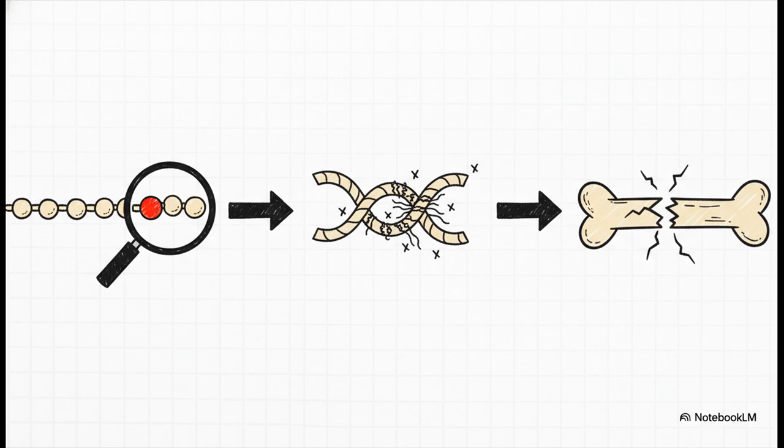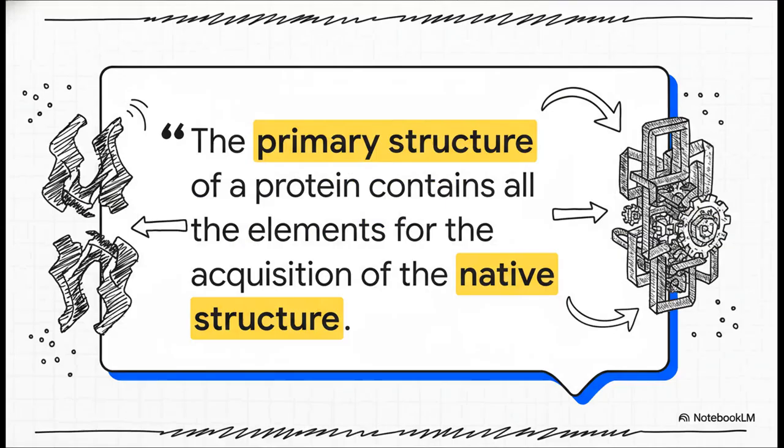And sometimes it all starts with the tiniest little mistake. A condition like osteogenesis imperfecta, brittle bone disease, is often caused by a single wrong amino acid in that initial beads on a string sequence of collagen. Just one tiny error prevents the final collagen structure from forming correctly, and the results for the body are absolutely catastrophic.